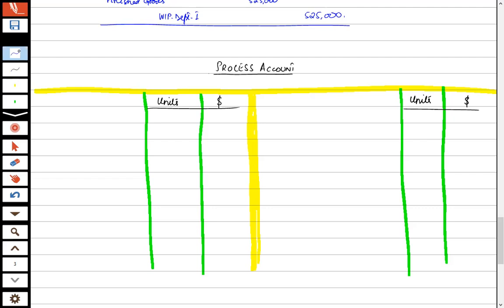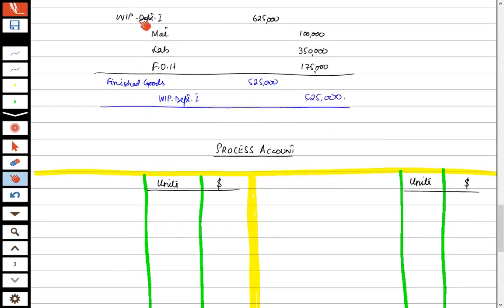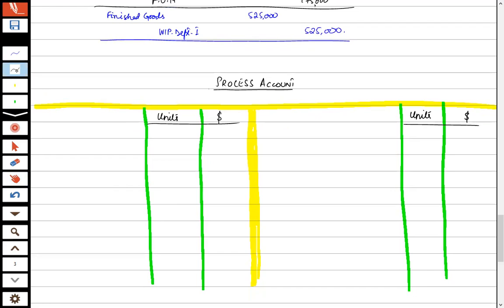What we have started in the department, that is WIP, 625,000. In WIP, this consists of material, labor, and overhead. So we can write it either separately or collectively. So units started were basically 20,000 units, and they were in the form of material. And material cost was given as 100,000.